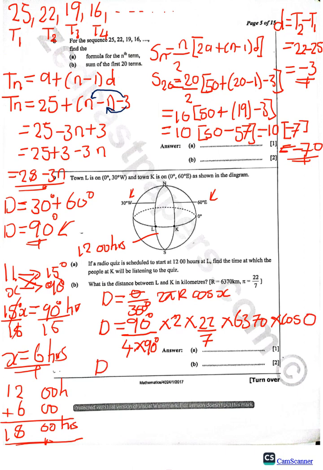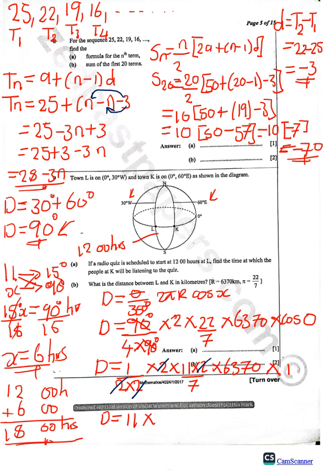So now let's see how we can cancel. This 90 and this 90 go, I have 1 over. Now 4 is the same as 2 times 2, times 2 times 22, which is the same as 11 times 2, over 7, times 6370, times 1. Cos 0 is always equal to 1. From there we can proceed. We can cancel these two, and this one, also this one. So we can see that here we have 11.